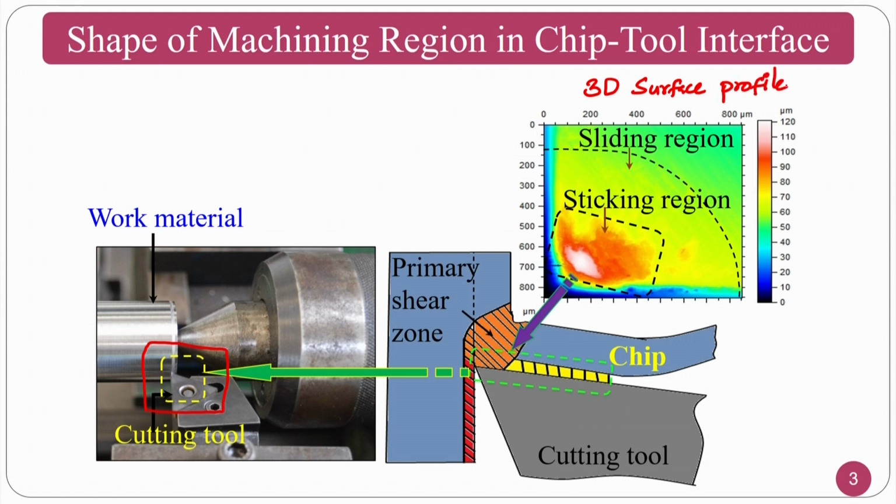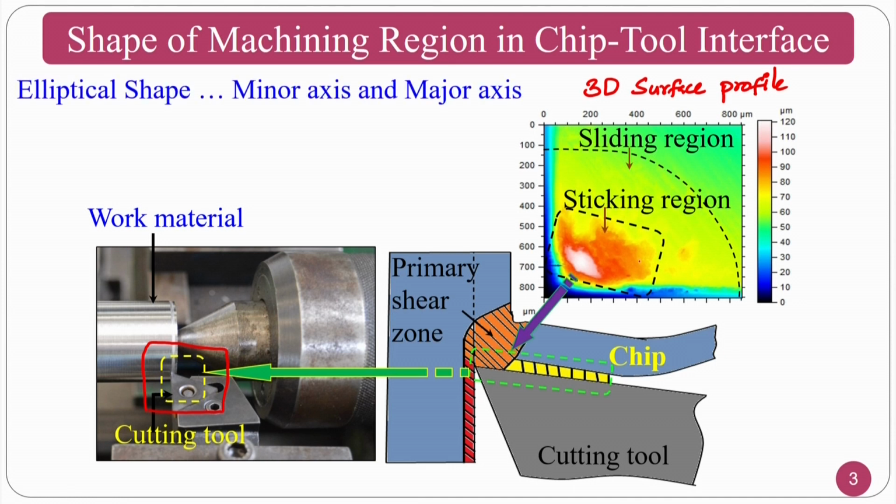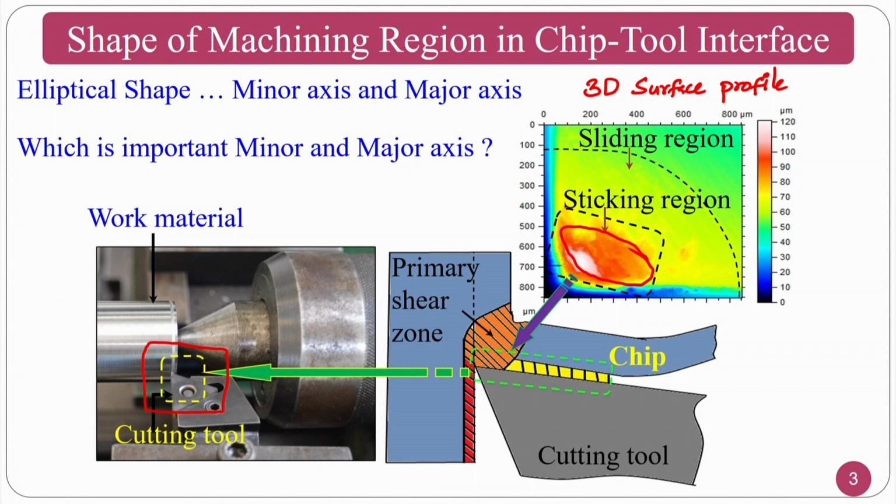Okay. Here, normally, what is the sticking region? Mostly we are concentrating on the sticking region, and the sliding region slightly. So the area is an elliptical shape. Normally if you see here, it is an elliptical shape where it will have a minor axis as well as a major axis. So let me draw this outside. If you have an elliptical shape, you have a minor axis, you have a major axis. Okay. So then which is important for you?